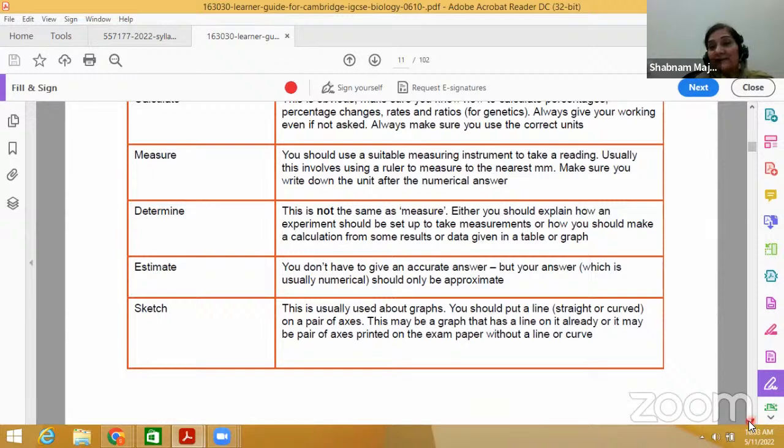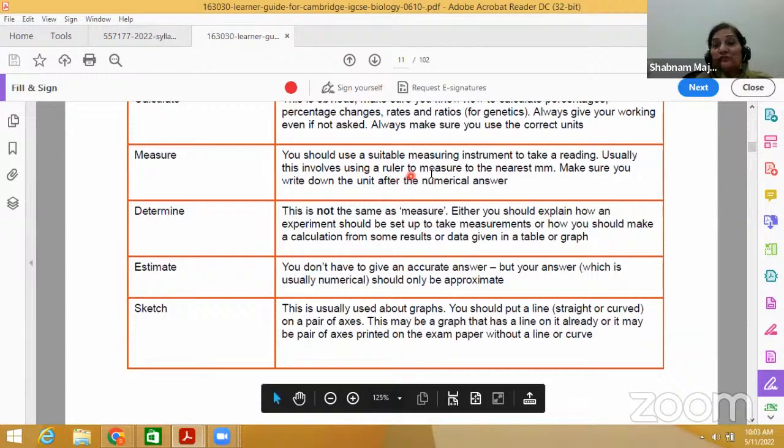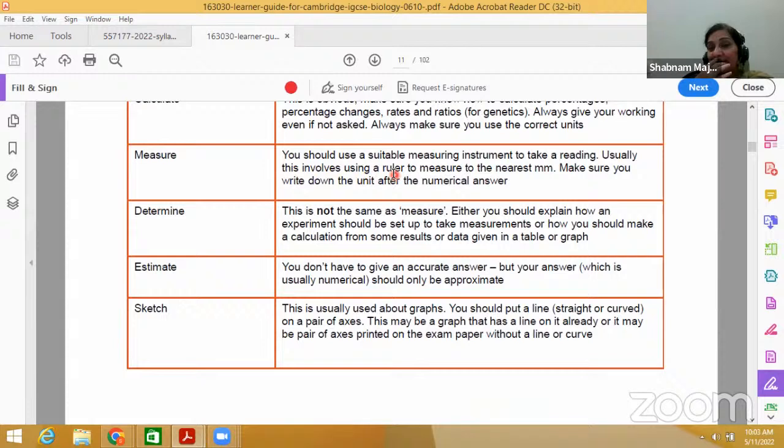So you should know all these measurements of length, mass, which is very important. Length, mass, grams, milligrams, even specific heat, kilojoules, joules, whatever. Measure: you should use a suitable measuring instrument to take a reading. Usually this involves using a ruler to measure to the nearest millimetre. This is regarding if you need to calculate magnification. Suppose in MCQ you get it, or even in your theory paper, which mostly comes in your ATP paper.